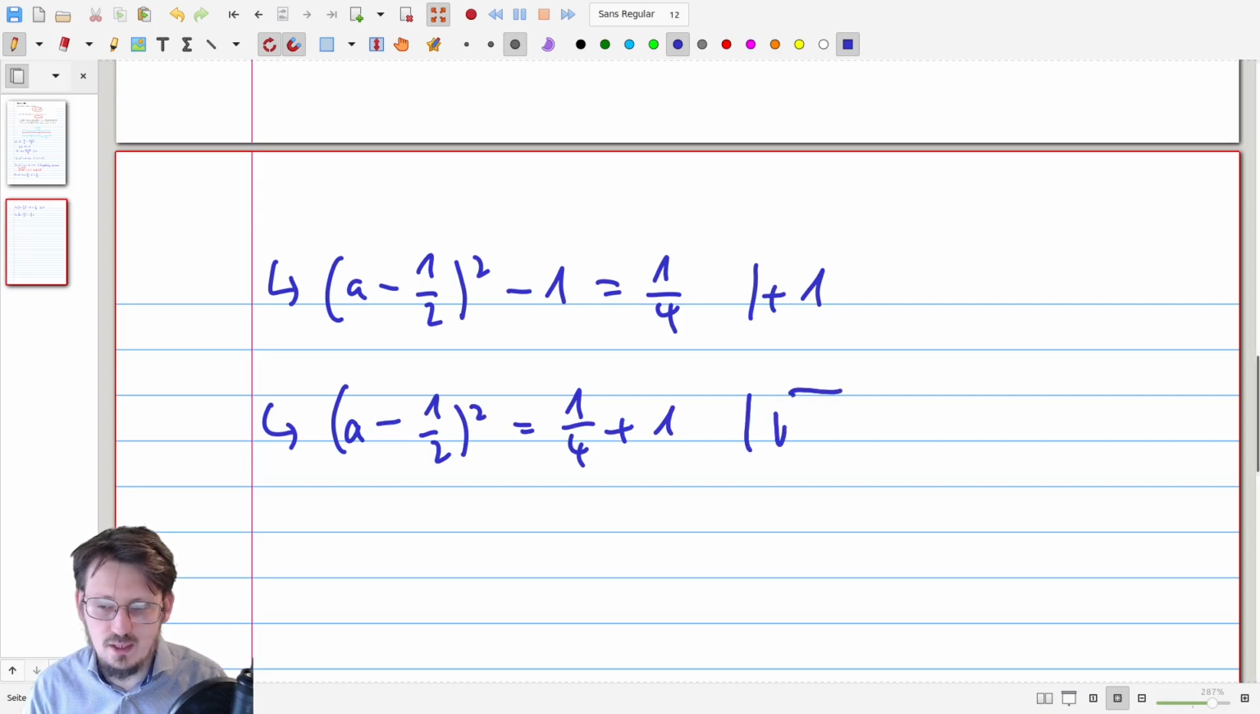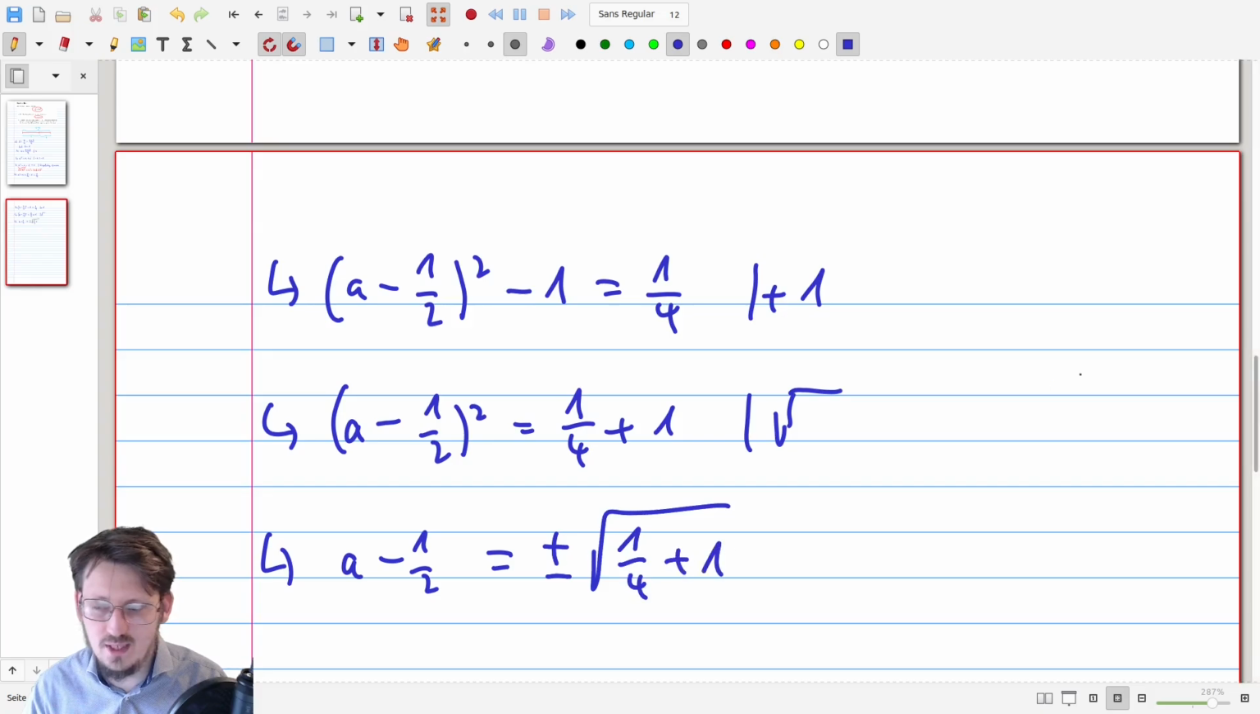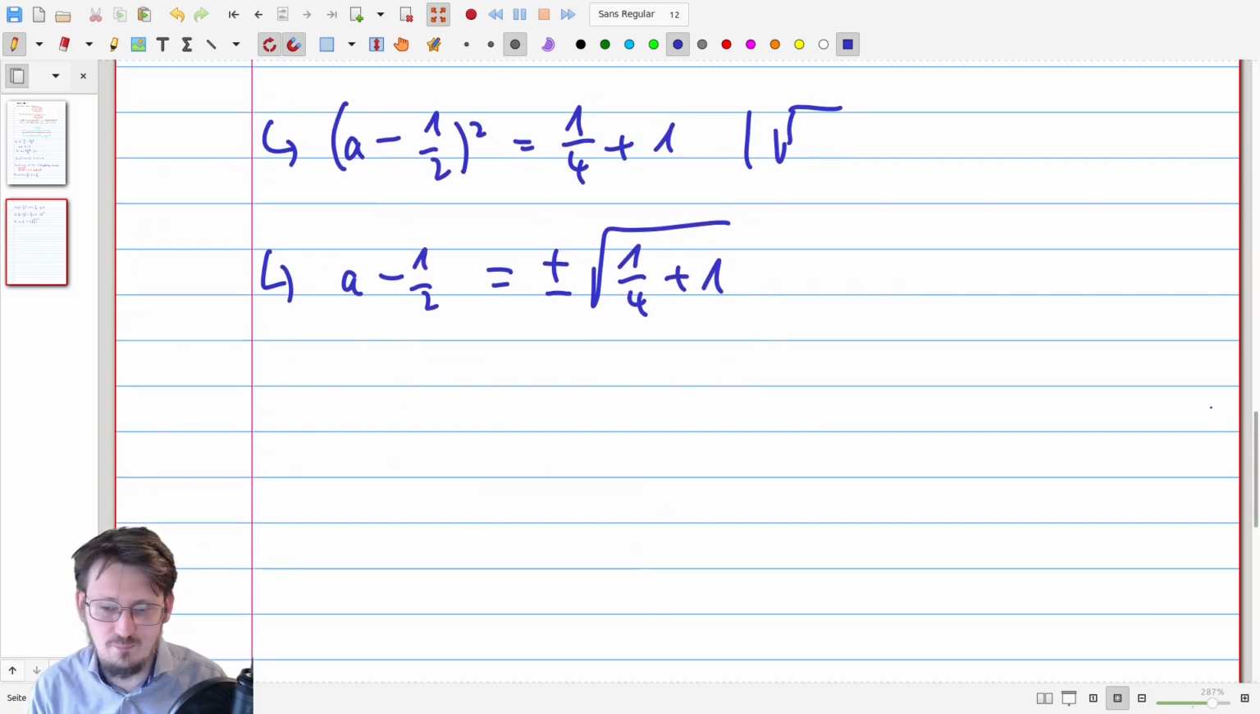Then the only thing which we have to do is calculate the square root, which gives at the end a minus 1/2, and this has to be equal to, of course, plus minus the square root of 1/4 plus 1. As I have explained in some videos already, when you take the square root, you always get two solutions, which are plus minus. However, I would like to concentrate only on the positive one. The negative one does not make any sense in this case. So we can fully ignore that minus here below.